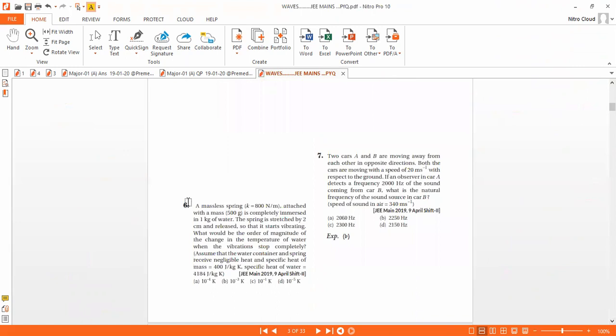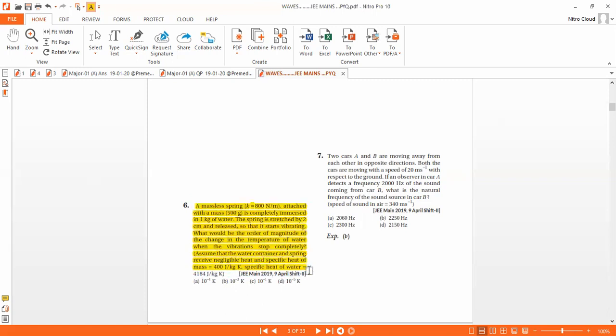A massless spring attached with a mass is completely immersed in 1 kg water. The spring is stretched by 2 centimeters and released so that it starts vibrating. What would be the order of magnitude of the change in temperature of water when the vibration stops completely? Okay, they gave the data.